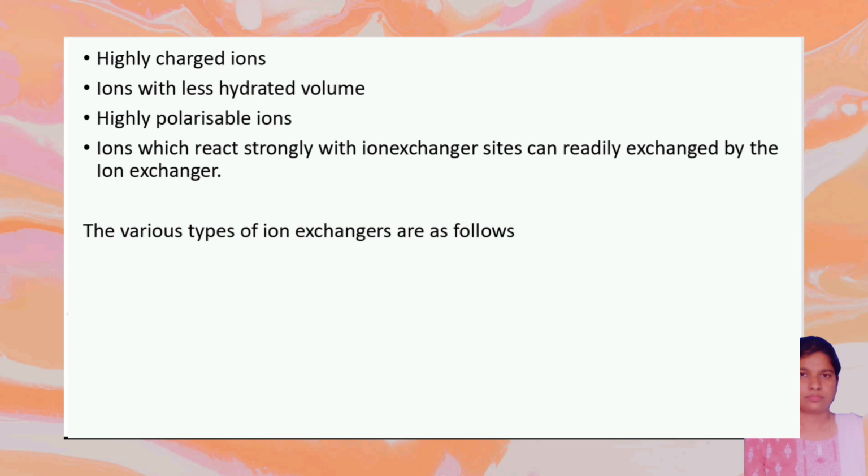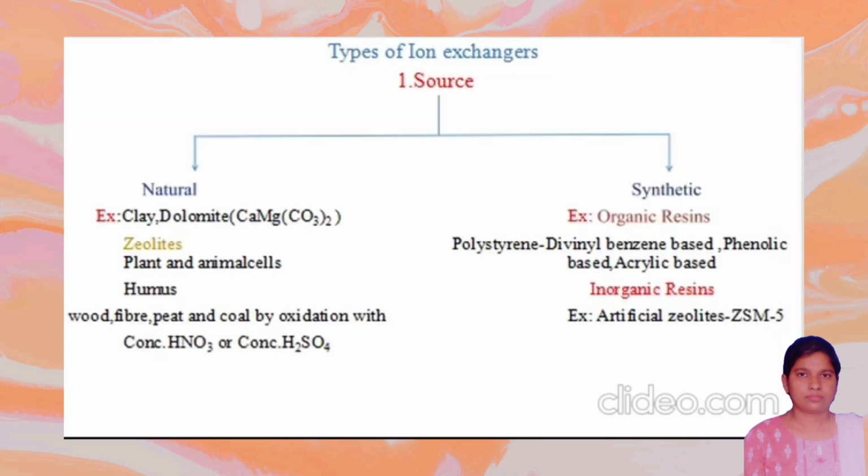Types of ion exchangers. Basing on source, there are two types of ion exchangers, natural and synthetic. The examples for natural ion exchangers are kaolinite, montmorillonite, bentonite, vermiculite, illite, clinoptilolite, sodalite, analcite, smectite, etc. Plant and animal cells, due to the presence of amphoteric proteins having COOH functional group, can act as ion exchangers in alkaline or neutral conditions.